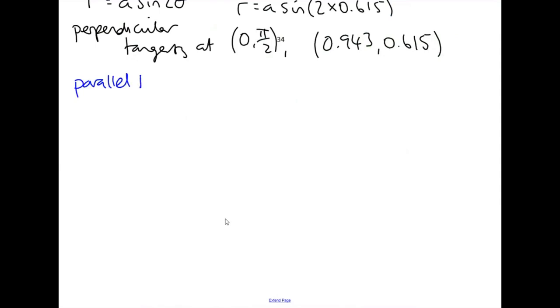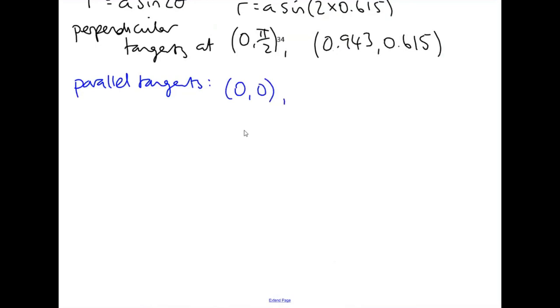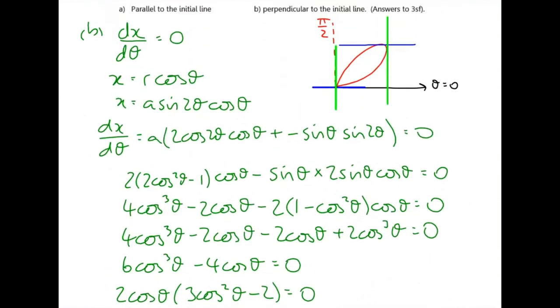For the parallel tangents, I had one at theta equals 0 and r equals 0, so there's one at the pole. And the other one was at 0.955. And if I do a sine of 2 times that, there should be an a on that, shouldn't there? 0.943, 0.955. That one should have an a on it as well. And it makes sense for them to have the same r value, because they're kind of symmetrical, aren't they? So like this blue one is this distance, this green one is this distance. So the same distance away from the origin.